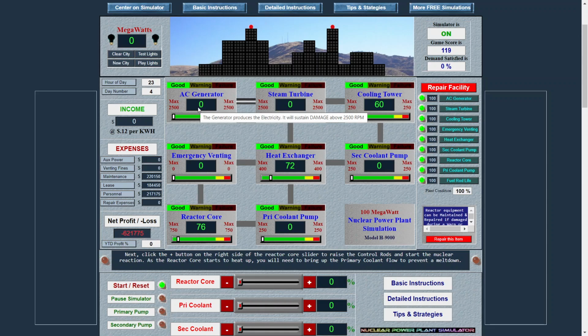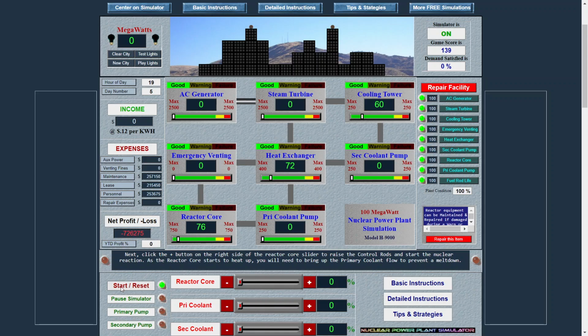This simulator is more complete compared to the other ones I mentioned in terms of the budget and money side. So here we see the net profit or loss according to the electricity we produce, and we will see this city that lights up as we produce more and more electric power.